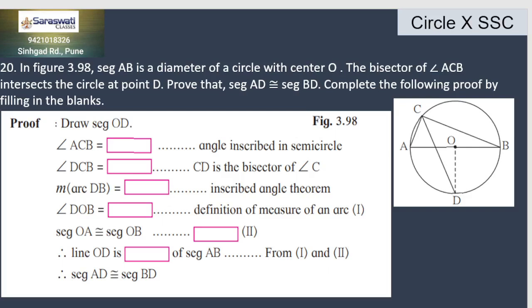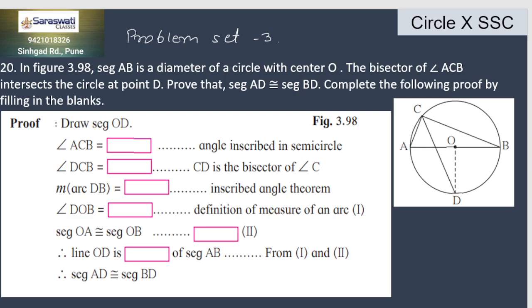Now this is question number 20 from problem set 3. It is in the form of fill in the blanks. Okay, so what is given? Segment AB is diameter of a circle with center O. The bisector of angle ACB intersects the circle at point D. Then prove that segment AD is congruent to segment BD.